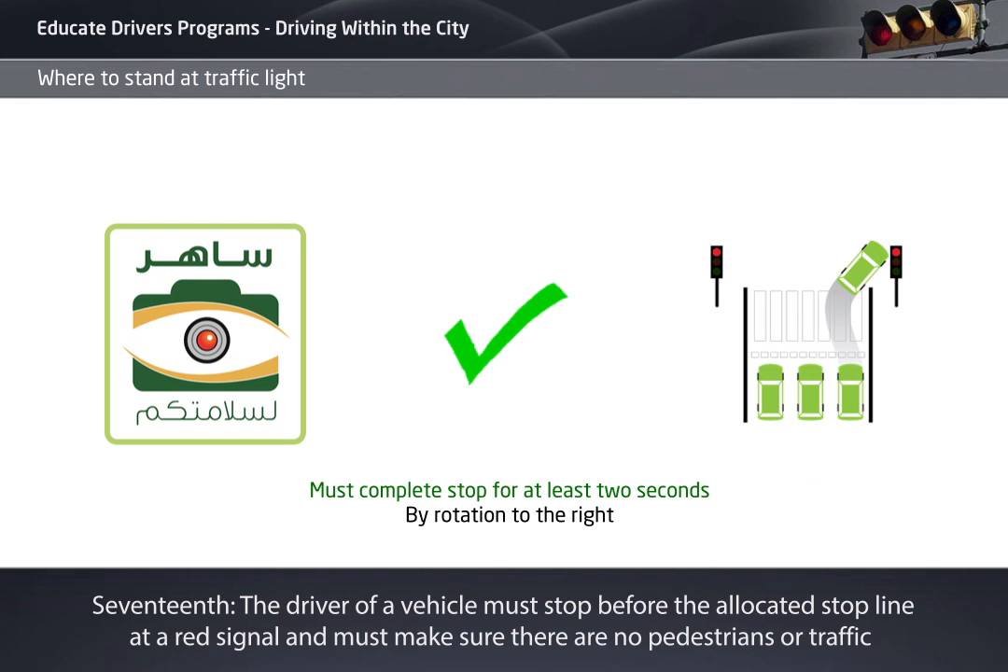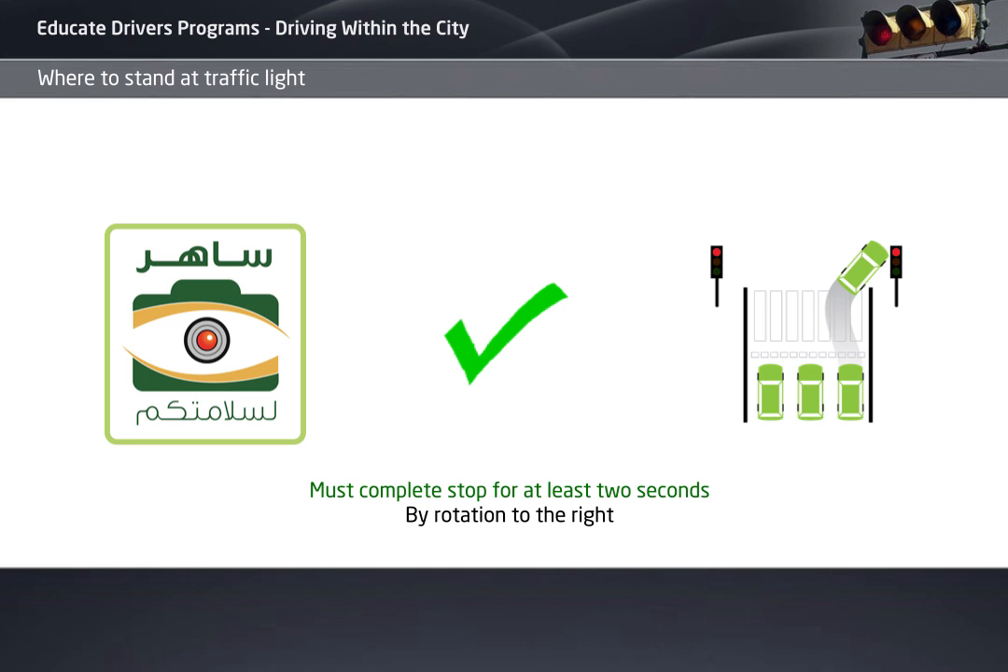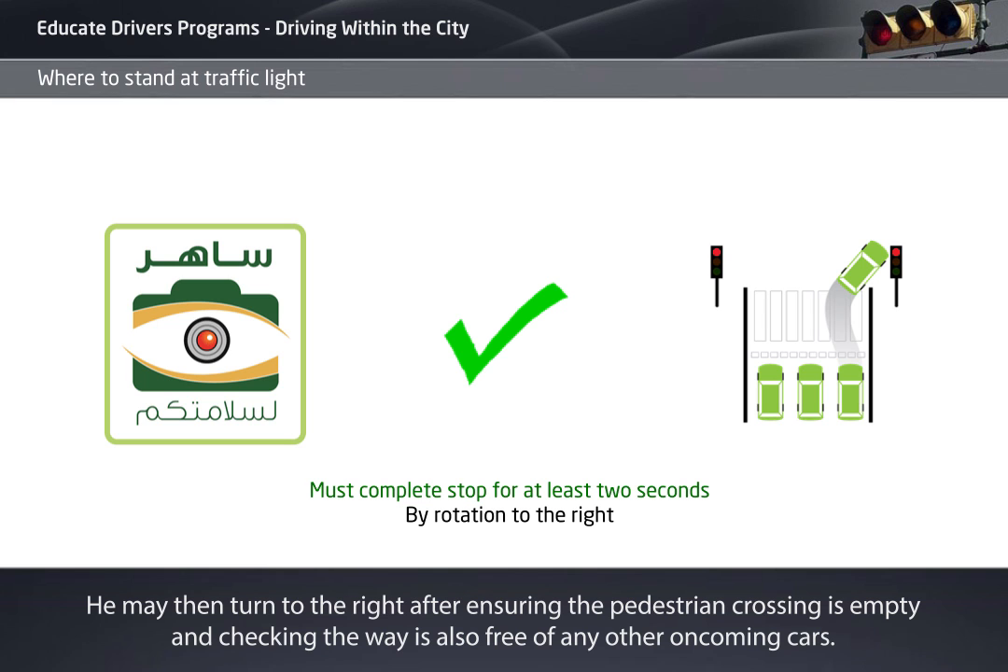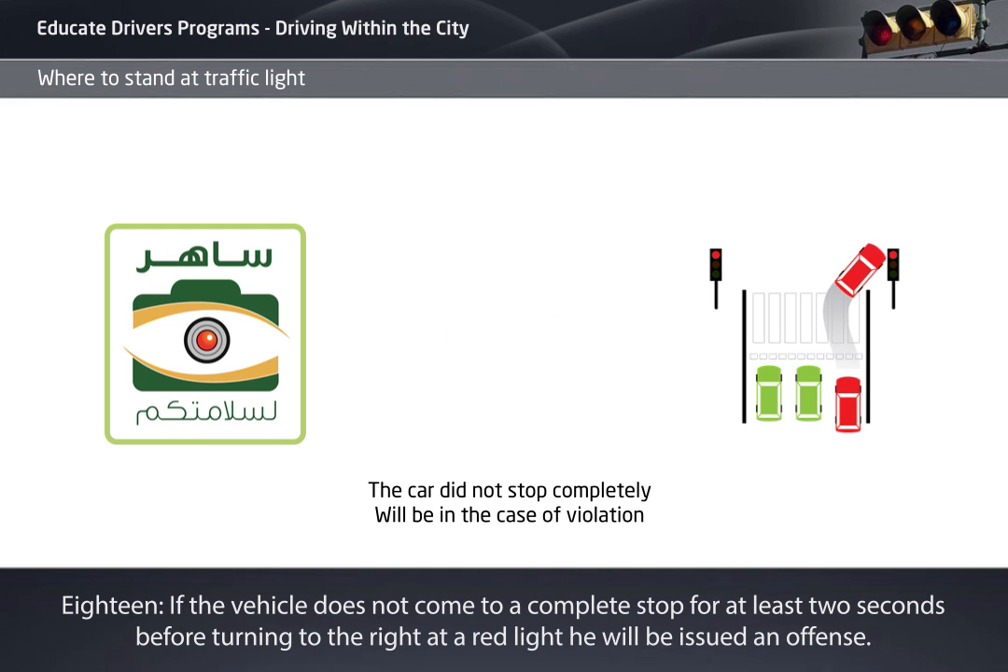17th. The driver of a vehicle must stop before the allocated stop line at a red signal and must make sure there are no pedestrians or traffic for at least 2 seconds. He may then turn to the right after ensuring the pedestrian crossing is empty and checking the way is also free of any other oncoming cars. The only lane allocated for turning right after coming to a complete stop for 2 seconds at a red light is the far right lane.